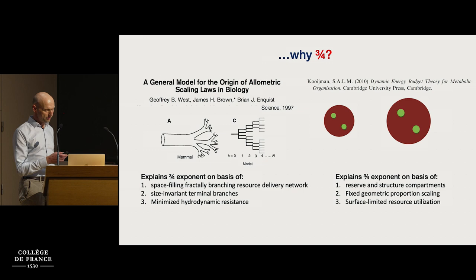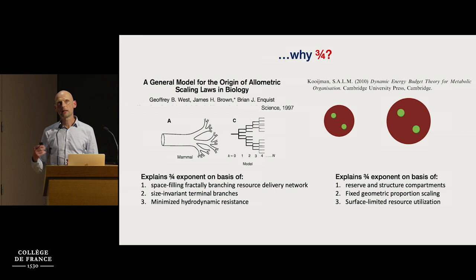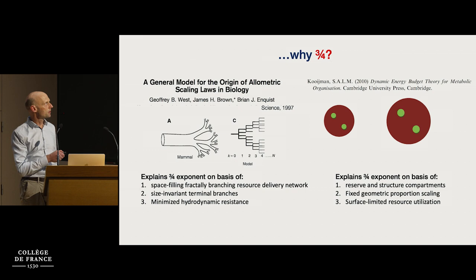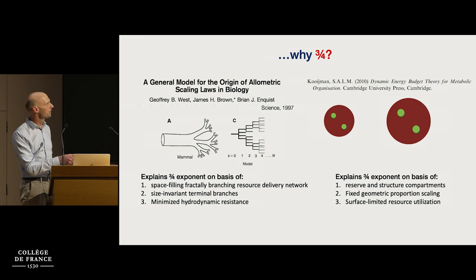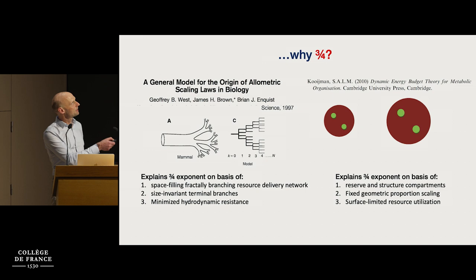For example, one of the prominent theories in the field of metabolic scaling is the so-called WEB theory, that ultimately posits that the three-quarter scale exponent arises out of the supply limitations of circulatory networks. Assuming that the supply networks are essentially fractal, with size-invariant terminal branches and minimized hydrodynamic resistance, these people showed that they could derive a three-quarter exponent.